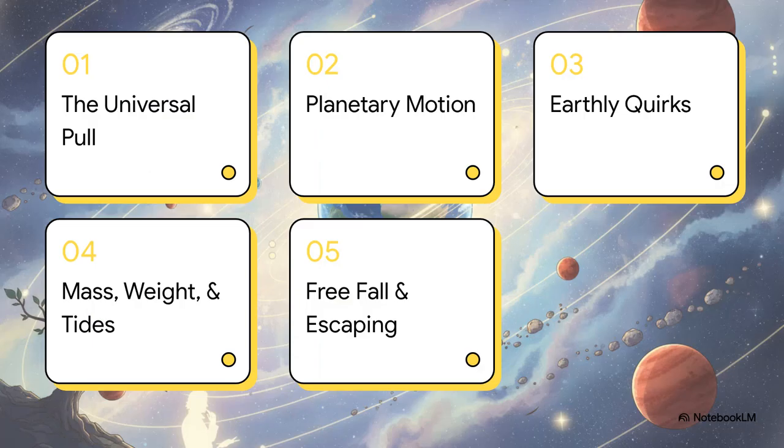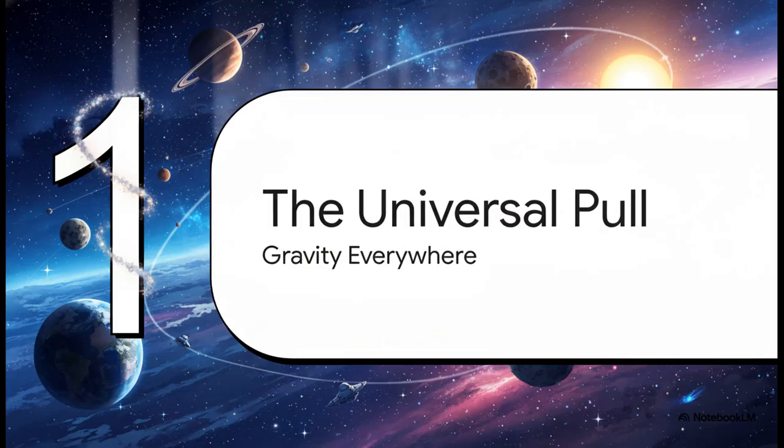Okay, let's dive right into this and break the mechanics down into 5 crucial chapters. 1. The universal pull. 2. Unlocking planetary motion. 3. Gravity's earthly quirks. 4. Mass, weight, and tides. And finally, Chapter 5. Free fall and escaping. All right, starting off with Chapter 1.